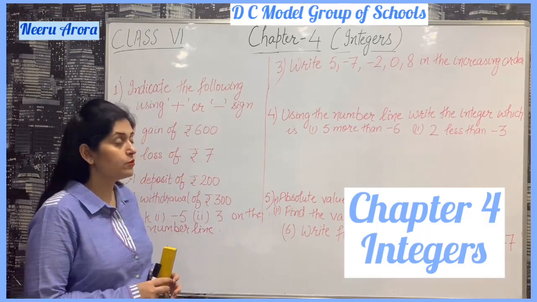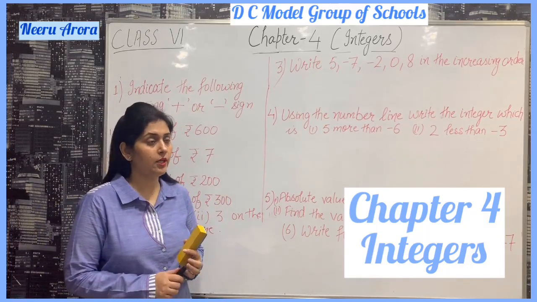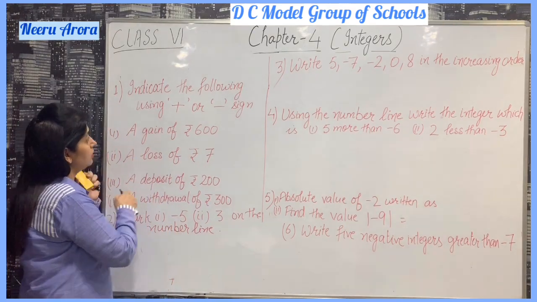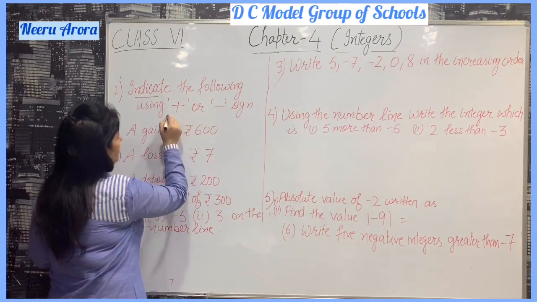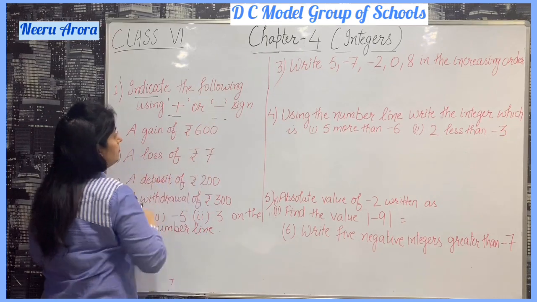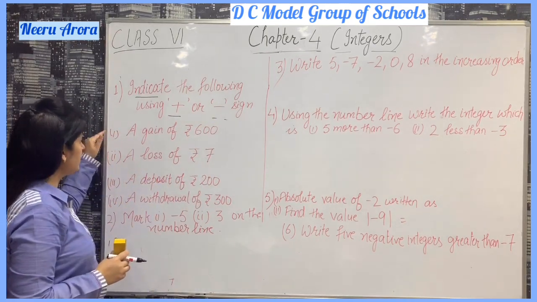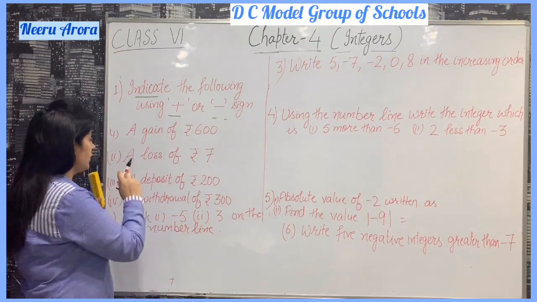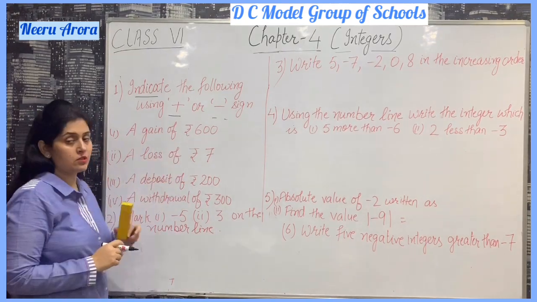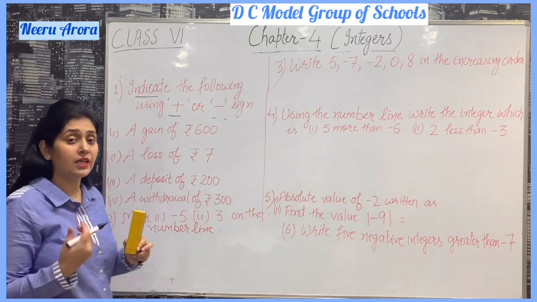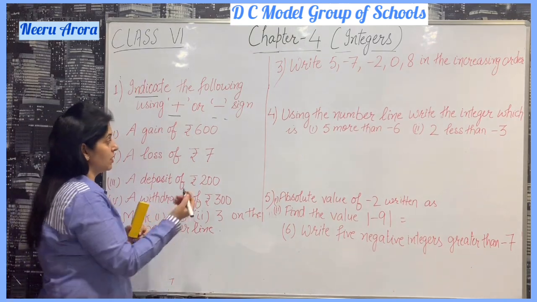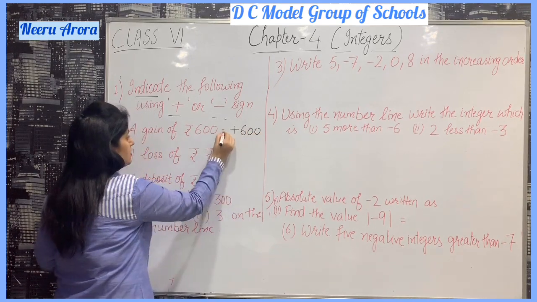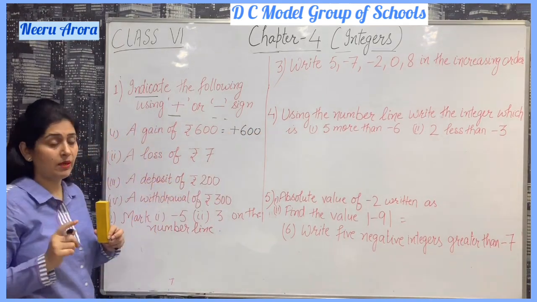Let's solve a few sums from exercise 4a. The first sum is: indicate the following using plus or minus sign. We will see which sign will come. First part is a gain of rupees 600. There is a gain. Gain means something coming, so we will represent it by plus 600. Which sign comes here? Plus.